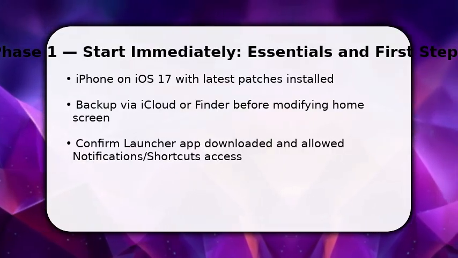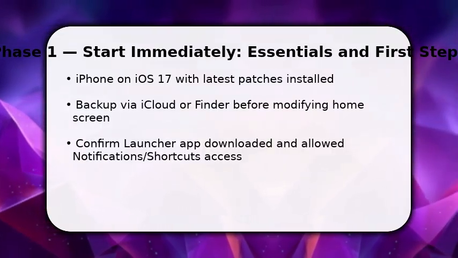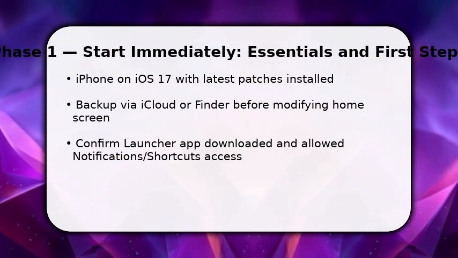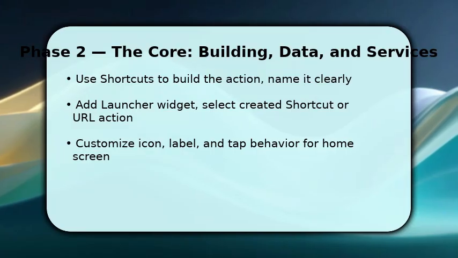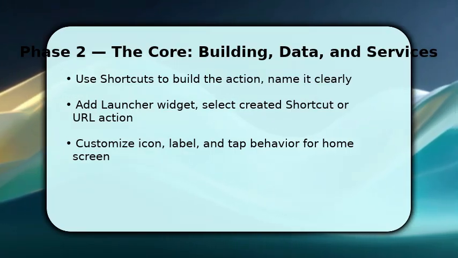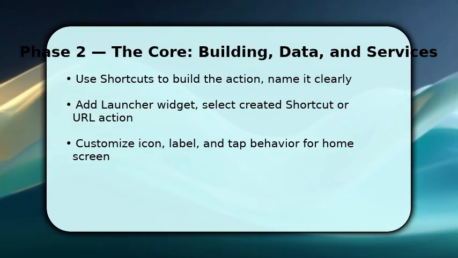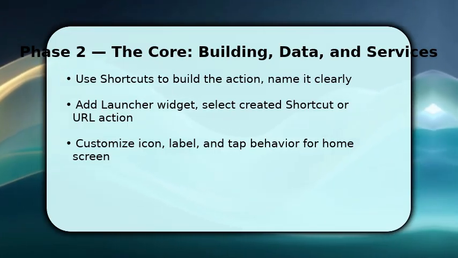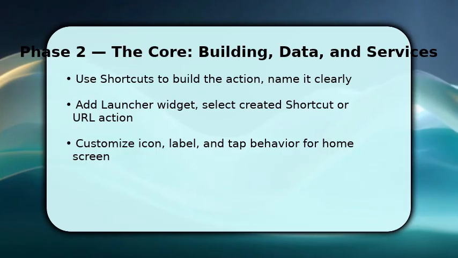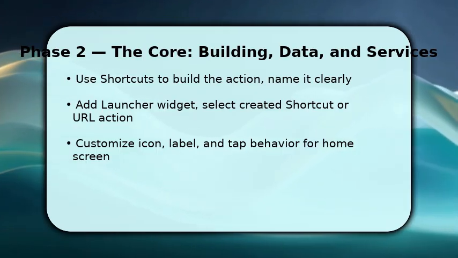These early steps prevent permission errors later, and they let you proceed directly to creating actionable shortcuts, so you can add custom widgets. You now create the functional pieces, open shortcuts, and build the action that Launcher will trigger, testing it once inside shortcuts. Then return to Launcher, add a new widget, and select that shortcut, a URL, or an app action depending on your need.